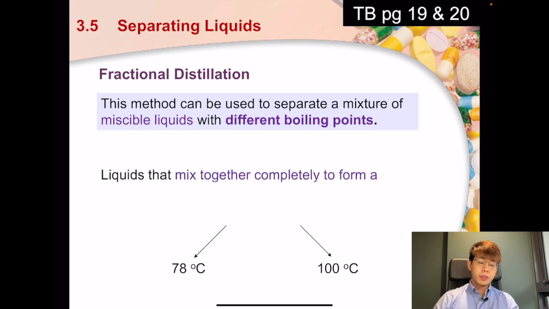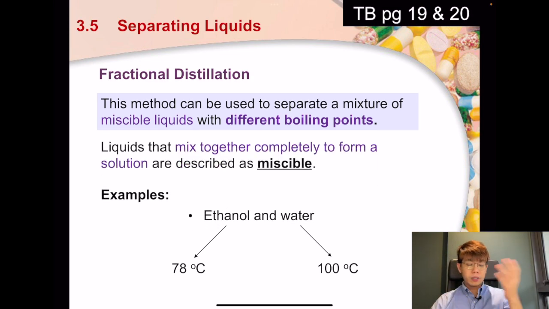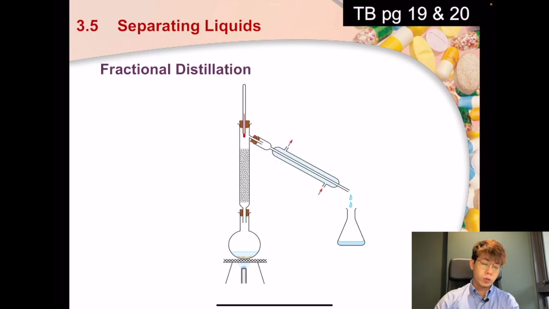So what does it mean? A miscible liquid is, for example, ethanol and water. Ethanol has a boiling point of 78 degrees Celsius and water has 100. So it's rather close, not like the salt and water example that we saw. That's why we need to use the fractionating column. And distillation is also the process of boiling and condensation. So let's take a look.